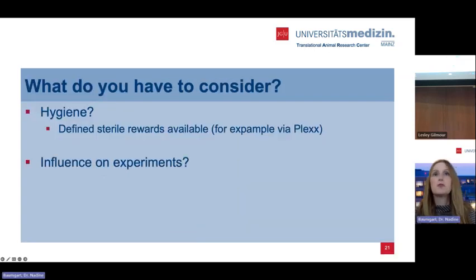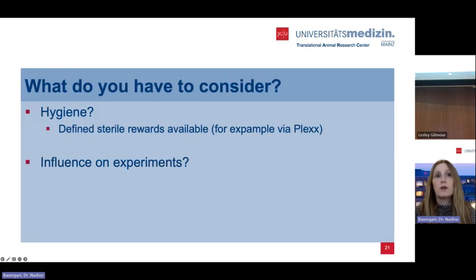When you think about choosing a reward, you have to consider several things. One thing which is always very important when we think about laboratory animals is hygiene. It depends where you plan your experiments. Is it an experimental facility? Do you do some husbandry training in your SPF barrier? So you have different recommendations. It's always good to talk with a responsible person about which kind of food reward can be used.